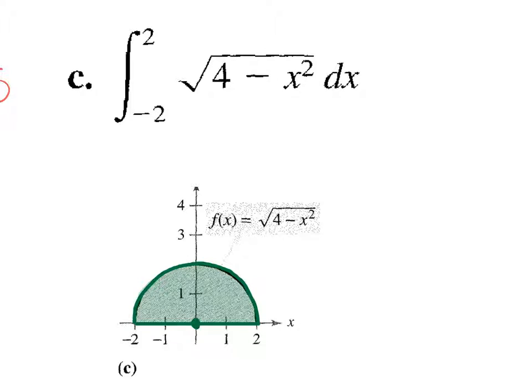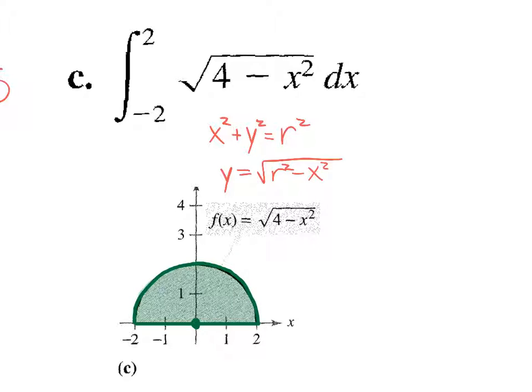Here's a formula you ought to be familiar with. x squared plus y squared equals r squared is our circle centered at the origin. So when you see a function where y equals the square root of something minus x squared, that is a half circle. If it's negative square root, it's the bottom half of the circle.